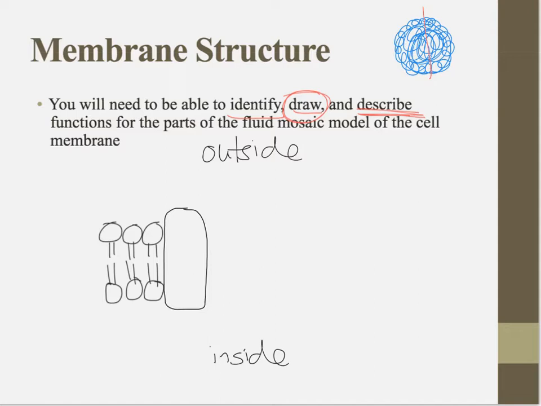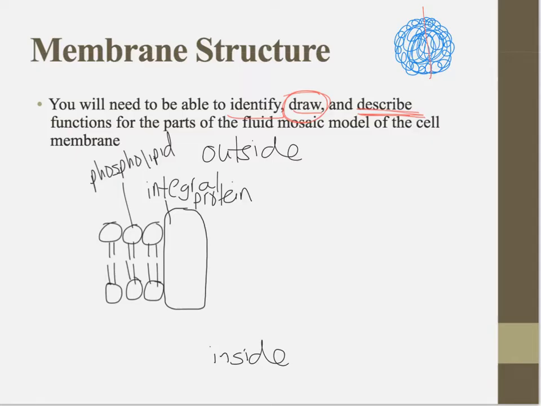Okay, so these are phospholipids. And this is what we call an integral protein. If you integrate into something, like, wow, you've really become a part of that something. So if you move to a new country and you really integrate into that culture, that means you've done a good job of assimilating, becoming part of that culture. And so an integral protein spans both sides of the cell. It goes from the outside to the inside.